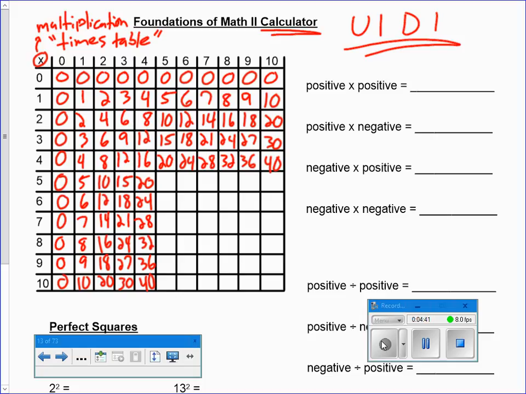Now we're on to the 5's, same thing. You see the pattern already started, so just keep the pattern going. 5, 10, 15, 20, 25, 30, 35, 40, keep going till we get up to 5 times 10 is 50, and then do that same pattern coming down the column.